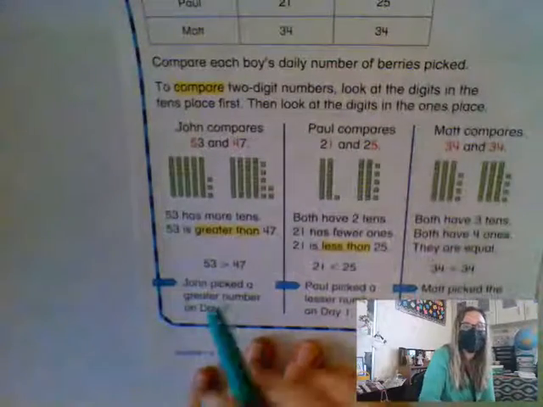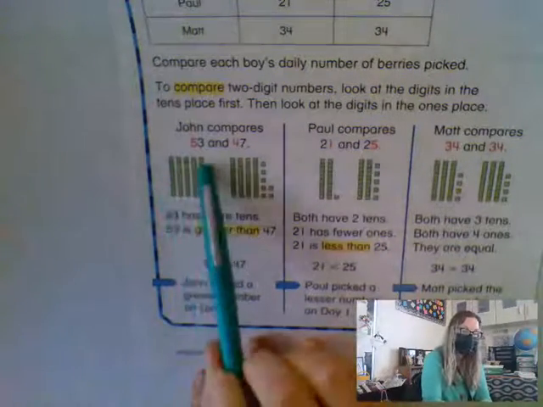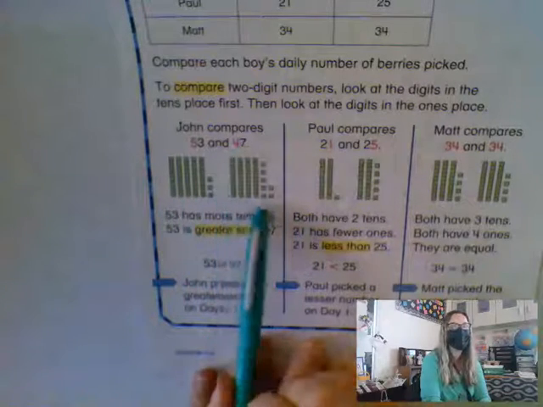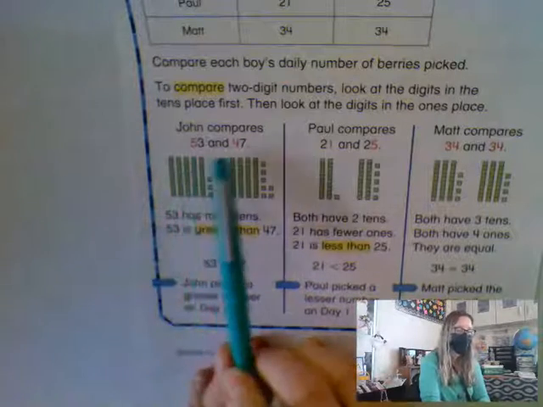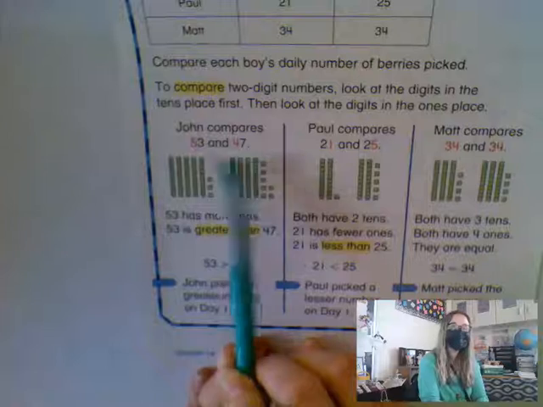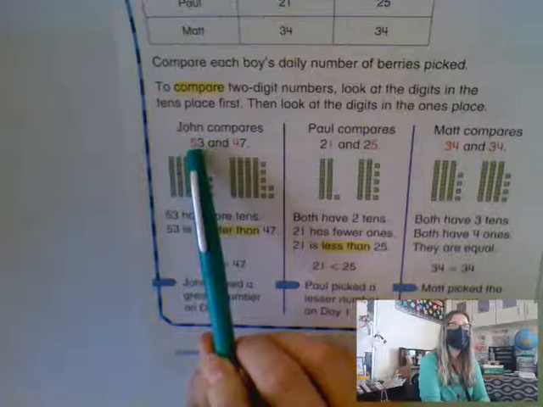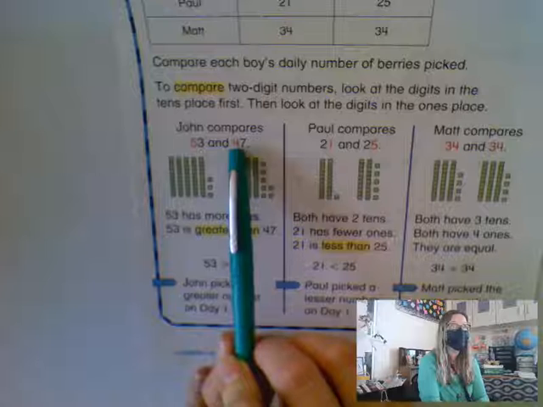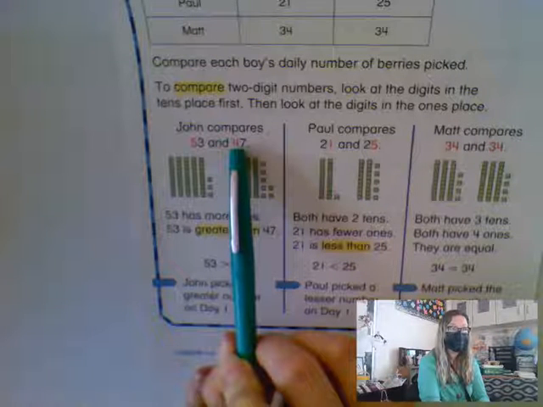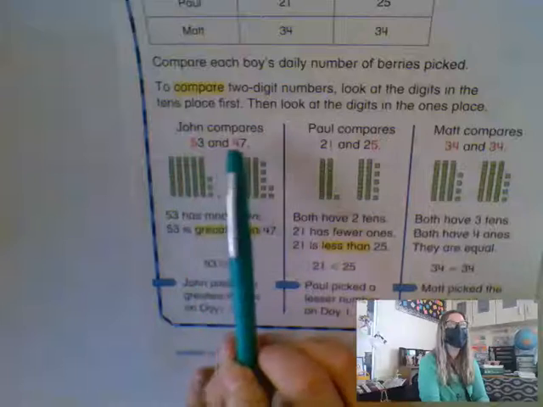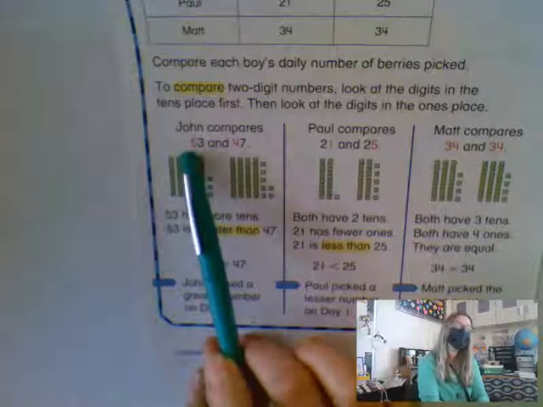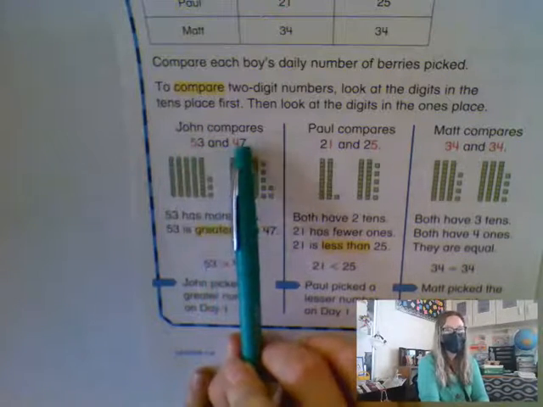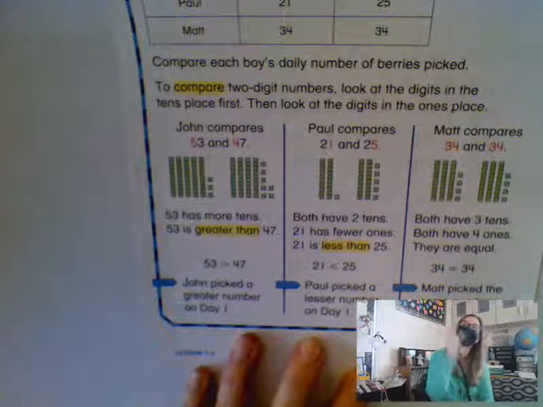So looking at John's numbers, John has 53 on the first day and 47 on the second day. If we look at the tens place first, and they've made them red here for us so they pop out of the page, we can see that 5 is more than 4. So if 5 is more than 4, we know that he picked more berries on the first day because 50 is more than 40. So we can compare by looking at the tens place first.